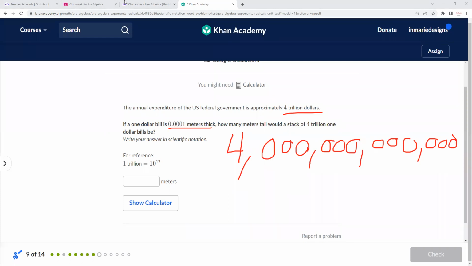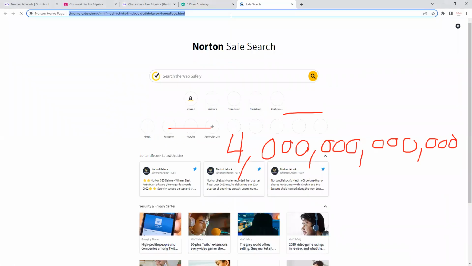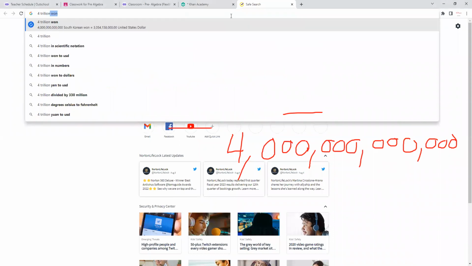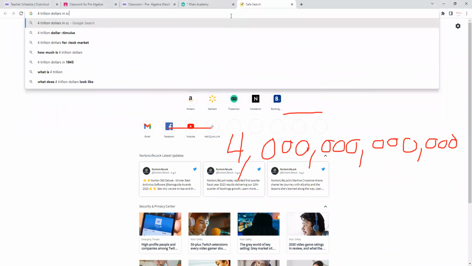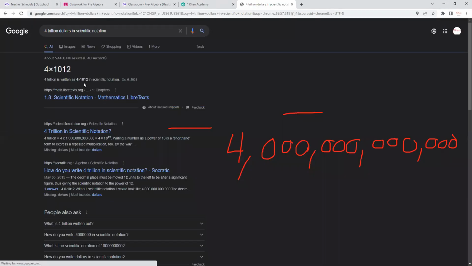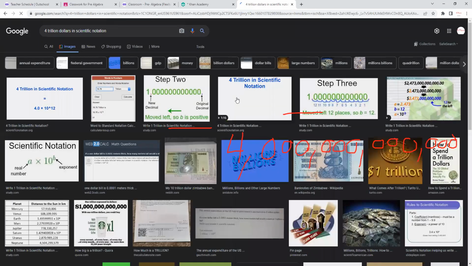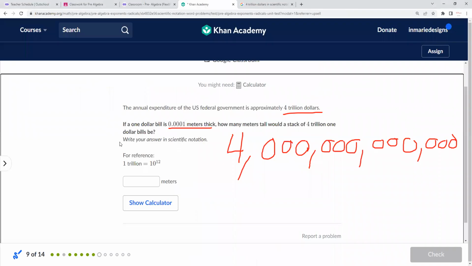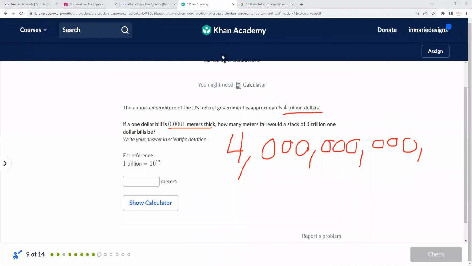Let me just make sure. $4 trillion. Scientific notation. I just want to make sure I have the correct amount. Okay, I think I've put too many zeros. It would be 4.0 times 10 to the 12th. Oh, well, they did say 1 trillion was 10 to the 12th. I don't know why I misread that. Oops. So it would be written out like this, right?